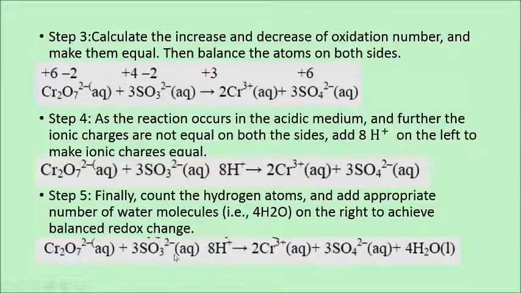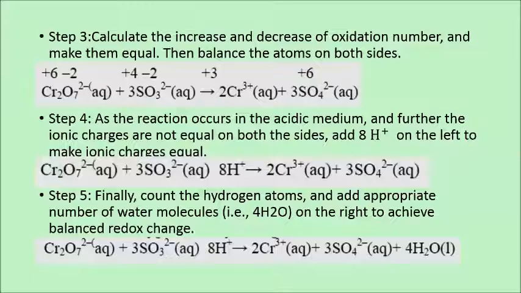So what are the steps? The first step is to write the skeletal equation. Second step, assign the oxidation number for each and every atom. Third step, we have to see the increase and decrease of oxidation number, and then we have to balance them. After that, we have to see whether the atoms on both sides are balanced or not. If not, we have to balance.